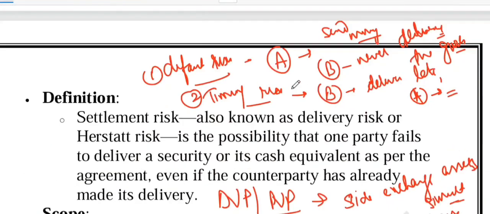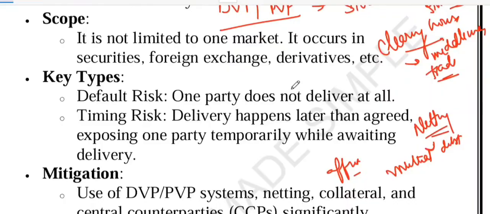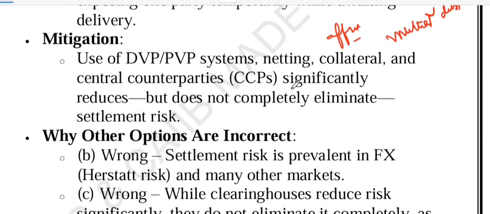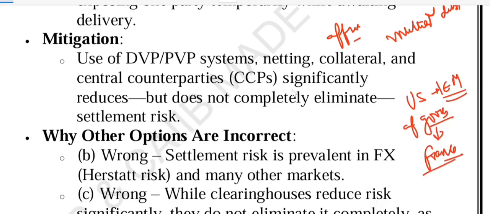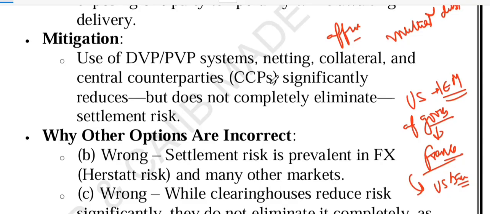Let me give you one example of settlement risk to make it more clear. Take the example of a US company. Suppose it buys 1 million euro of goods from France, payable in euro. The risk is that the US bank sends euro at 9 a.m., but the French bank fails before confirming dollar receipt due to time zone. The result is that the US company loses $1 million with no goods. That is called settlement risk.